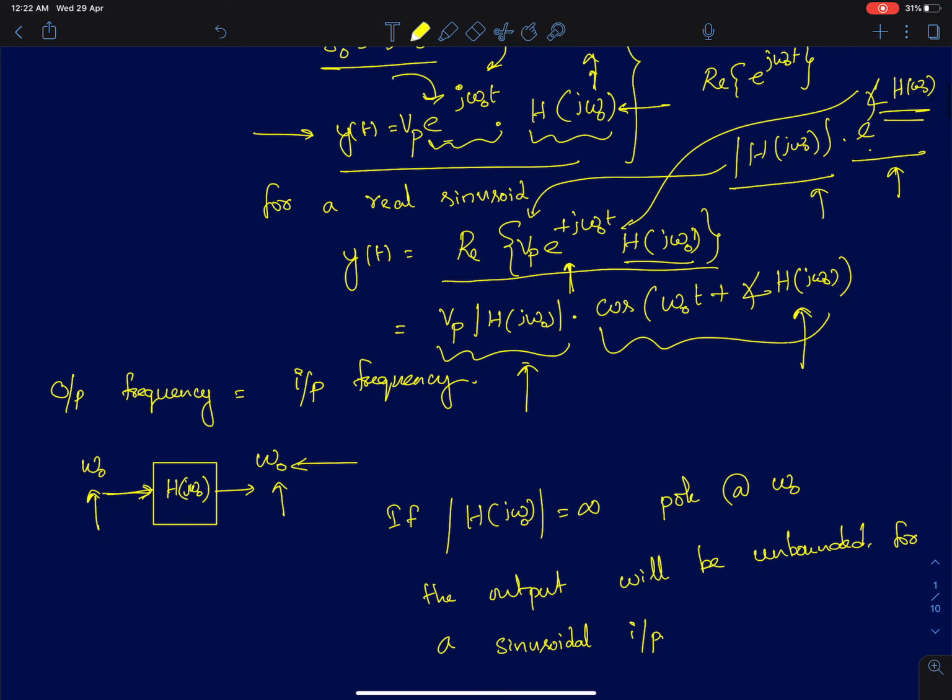The other thing is that if H(jω₀) is infinity at any point, so if there are any singularities, then the output will grow unbounded for a bounded sinusoidal input. Even if you apply a sinusoidal input of finite amplitude V peak at frequency ω₀, if there is a singularity at that point, meaning a pole, where your transfer function or the frequency response blows up to infinity, then your output will also blow up to infinity. It will grow unbounded.